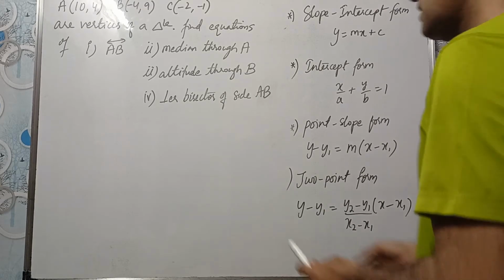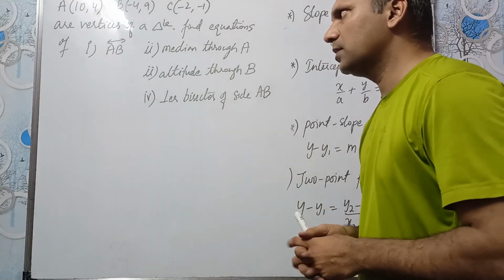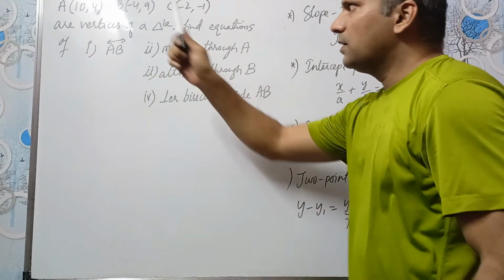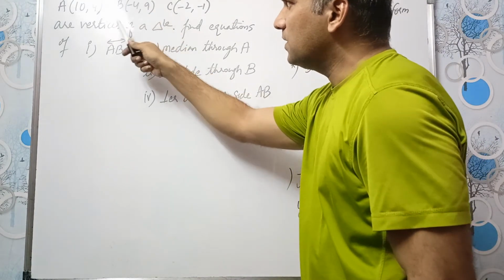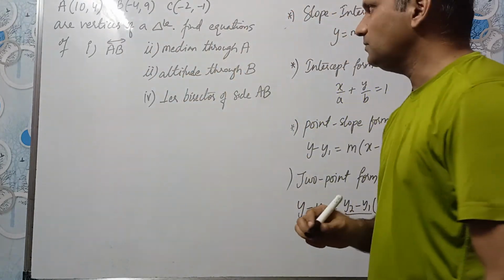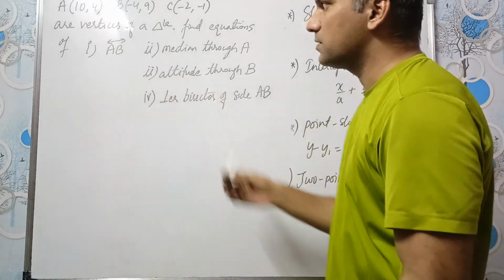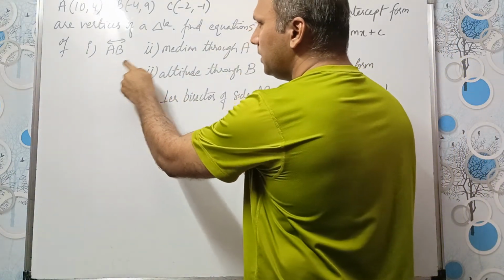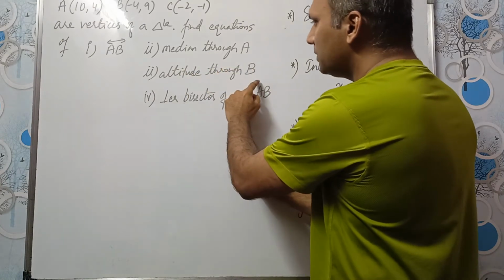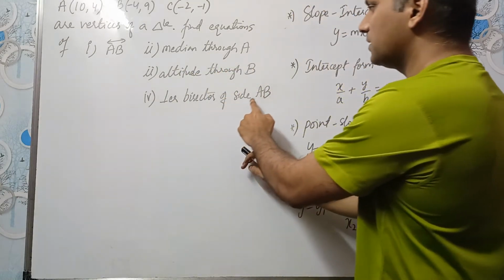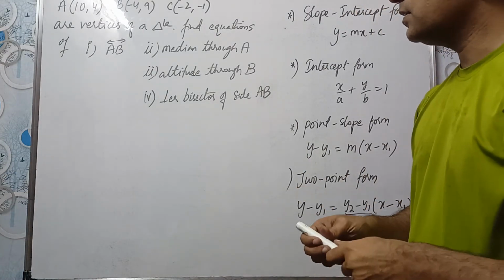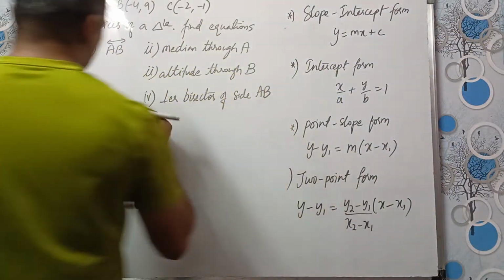Okay. This is the last problem in this video. See, A, B, C are the vertices of a triangle. Okay. Find equations of, there are 4 parts. We need to find the equation of side AB, and median through A, altitude through B, and perpendicular bisector of side AB. Okay. Very interesting question. See, let us draw the diagram.